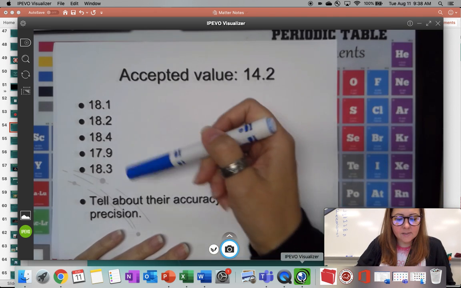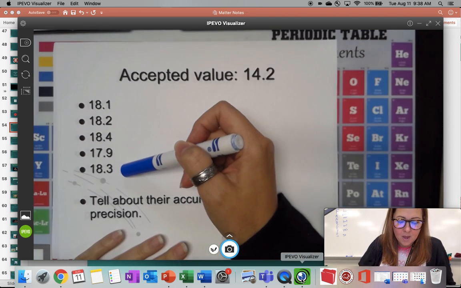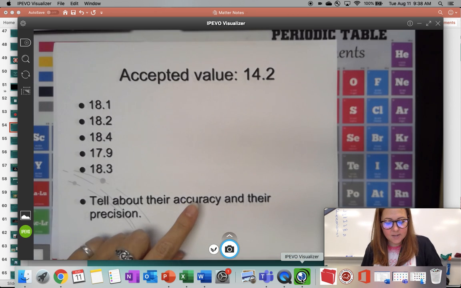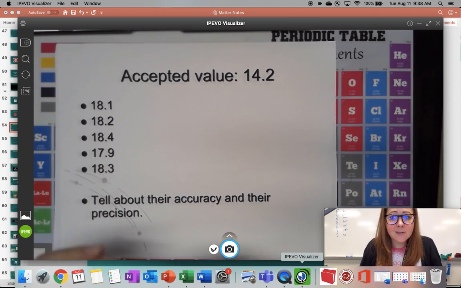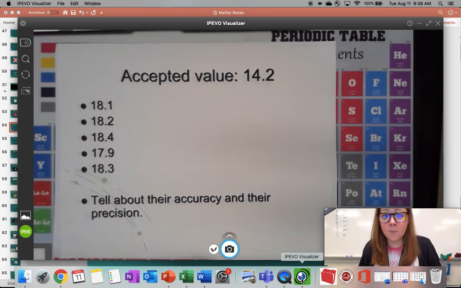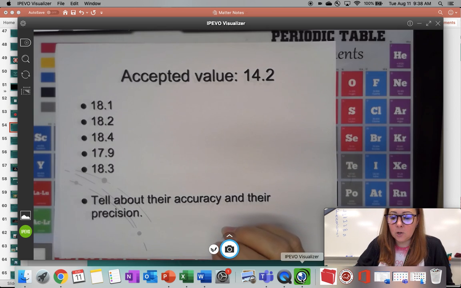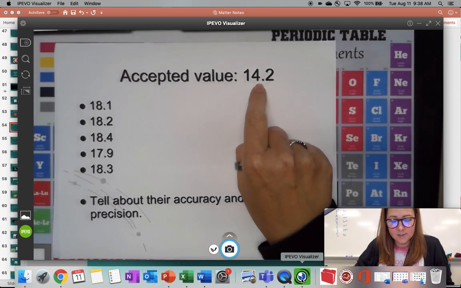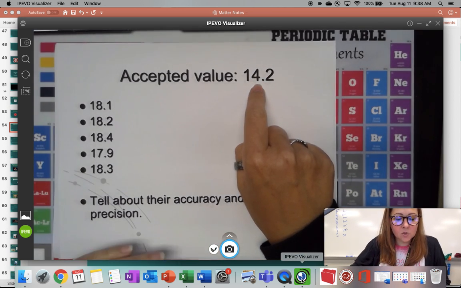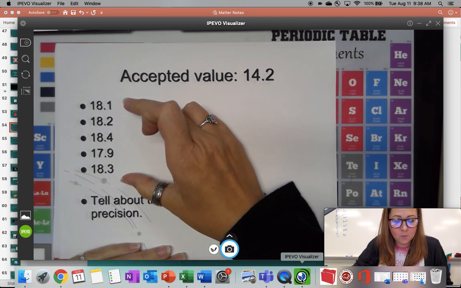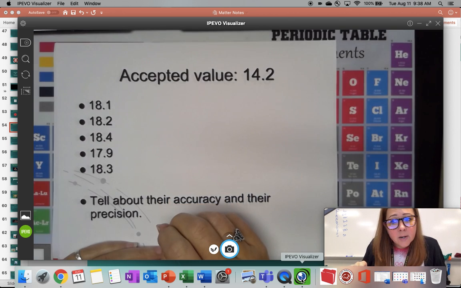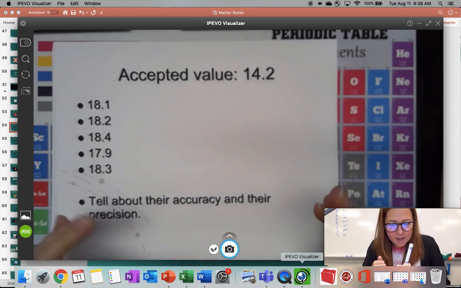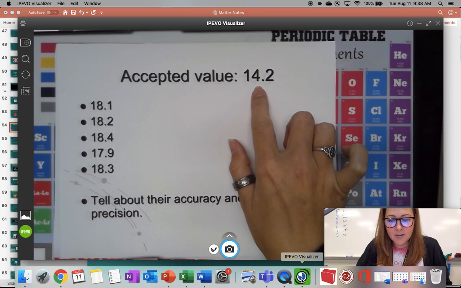These are the data sets that you got in the lab. And we want to tell about the accuracy and the precision. And honestly, it's just they had good accuracy, they had not so good accuracy. They had good precision, they had not so good precision. So accuracy is getting close to the answer that you wanted. When we look at these 5 data points, you're looking at them collectively. So not one by one, but all together: is the group close to the correct answer?